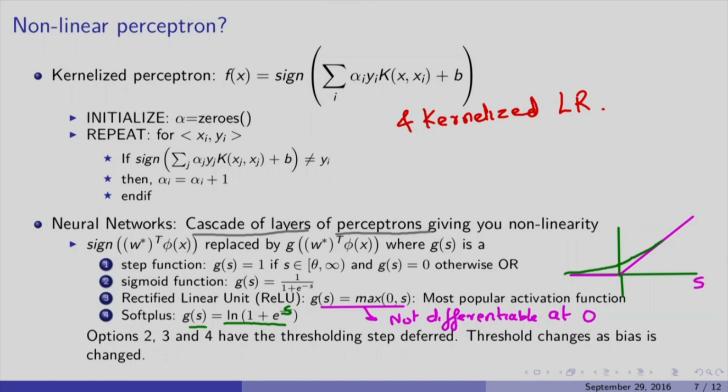The last three options, 2, 3 and 4, we do not do any thresholding right away. The thresholding step is deferred. In fact, there is a connection between the bias term that is employed, often buried or hidden into phi, and the thresholding term theta.